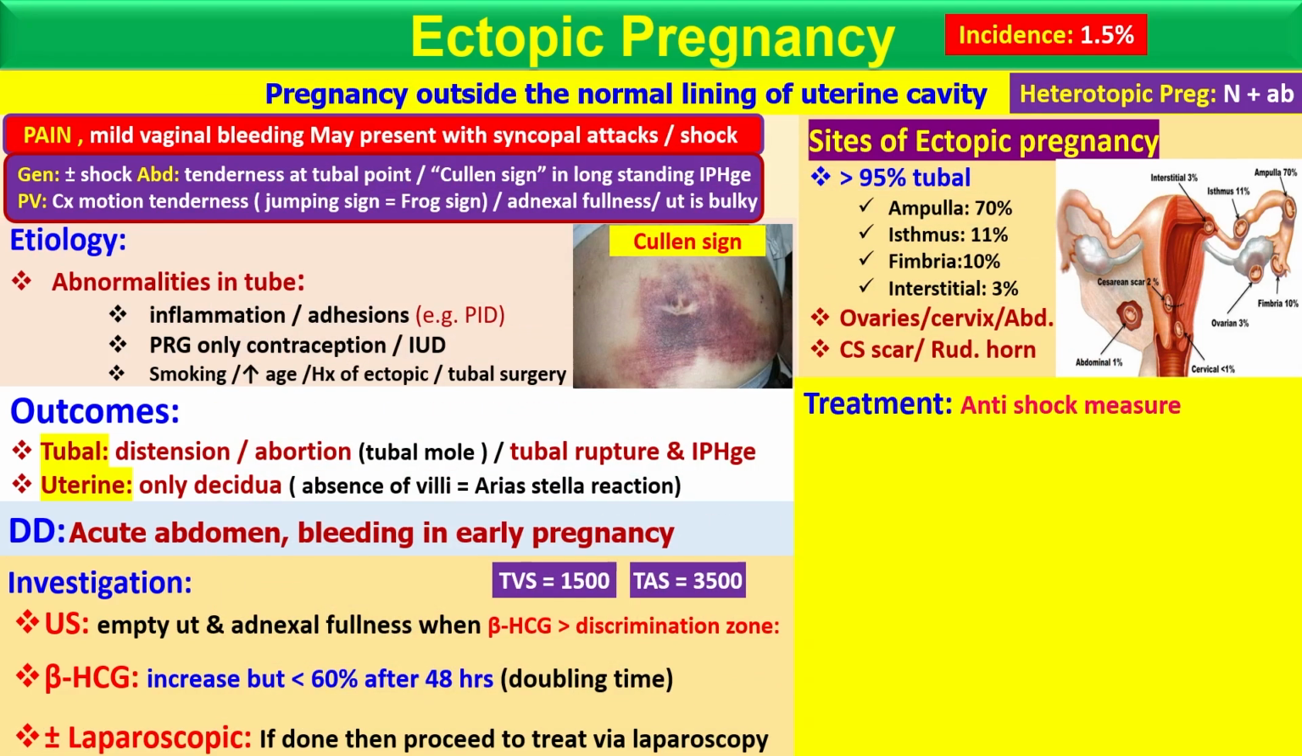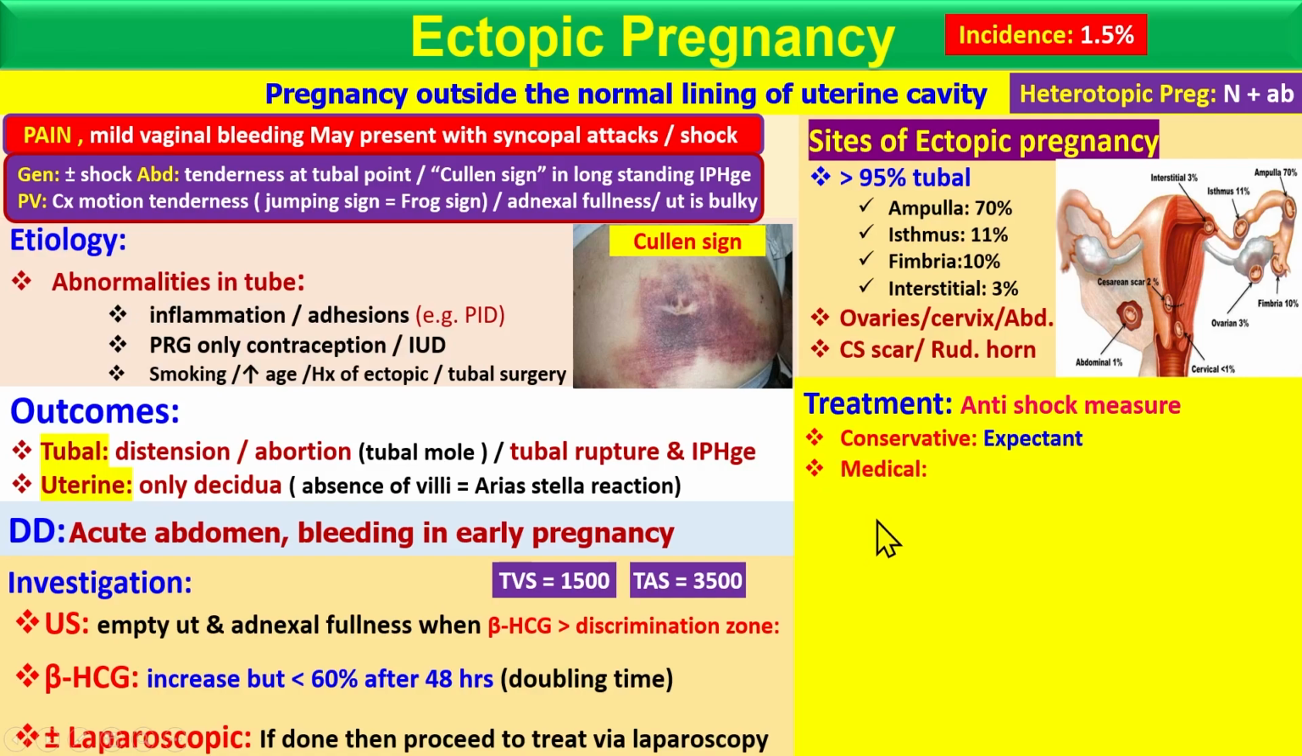In the treatment, the first measure is the anti-shock measure. It means you should stabilize the patient. You give IV fluid or blood, whatever is needed, to maintain their balance and prevent shock. If the patient is stable, then you go for conservative treatment, which means expectant management, so it may lead to abortion. So this is the first measure.